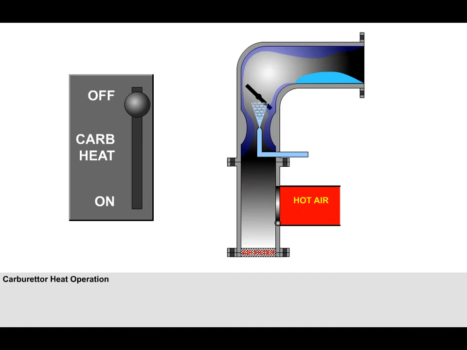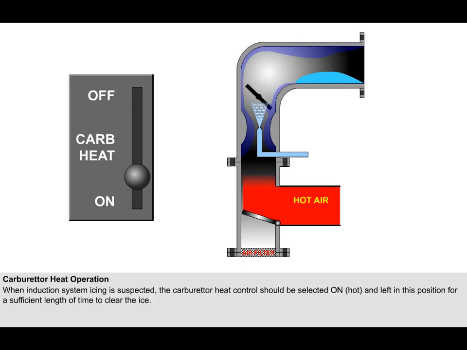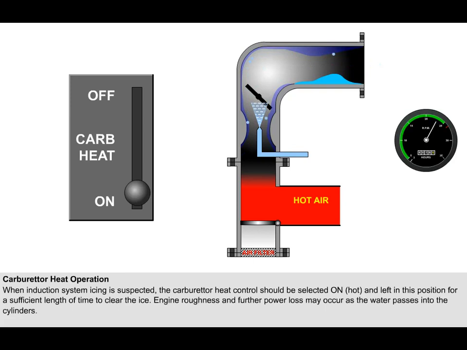Carburetor heat does not provide instant relief when it is applied after ice has formed in the system. When induction system icing is suspected, the carburetor heat control should be selected on or hot and left in this position for a sufficient length of time to clear the ice. Any ice that has formed passes through the engine as water. Engine roughness and further power loss may occur as the water passes into the cylinders, and pilots should not be tempted to return the heat control to off or cold, thinking that the situation has become worse since they applied carburetor heat.